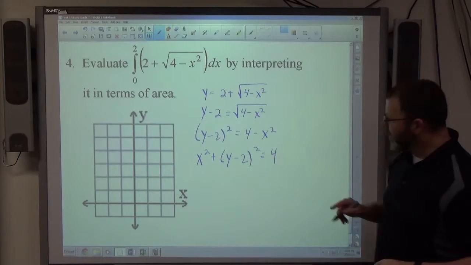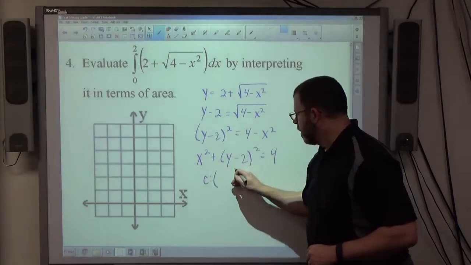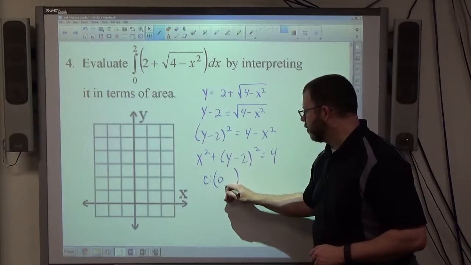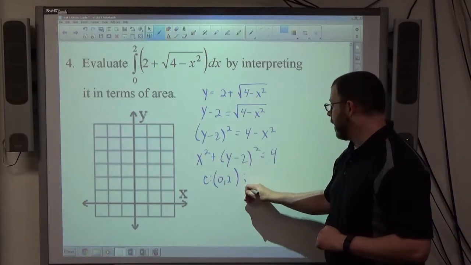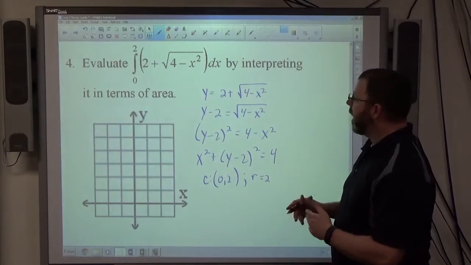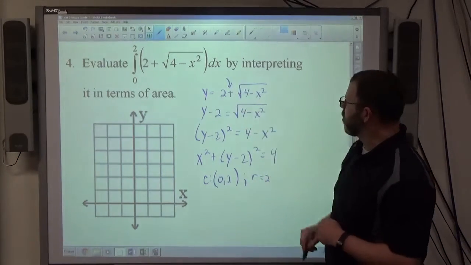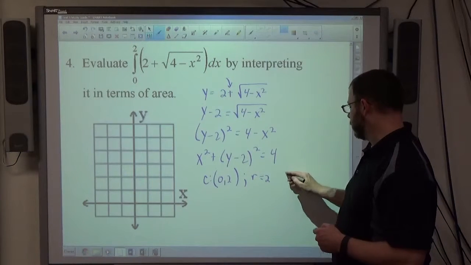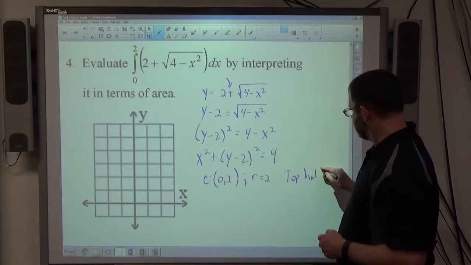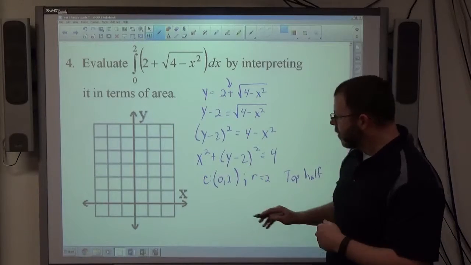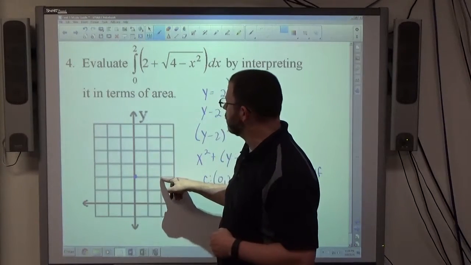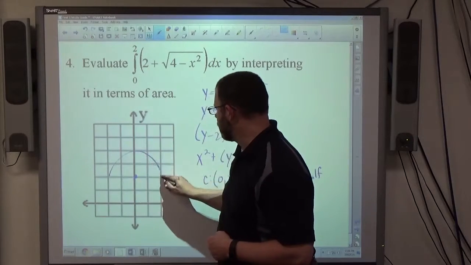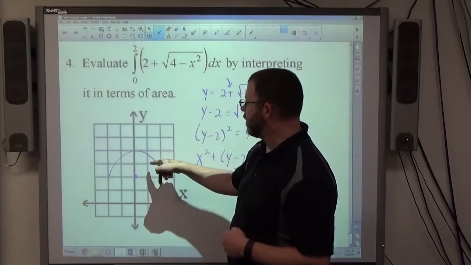A circle with a center of (0, 2) (change the sign, positive 2), and a radius of 2. And since this is plus the square root of 4 minus x squared, it's only the top half of the circle. So if I'm at (0, 2), and I've got a radius of 2, I go left 2, up 2, right 2, I would get this semicircle right here. That's what that equation gets me.